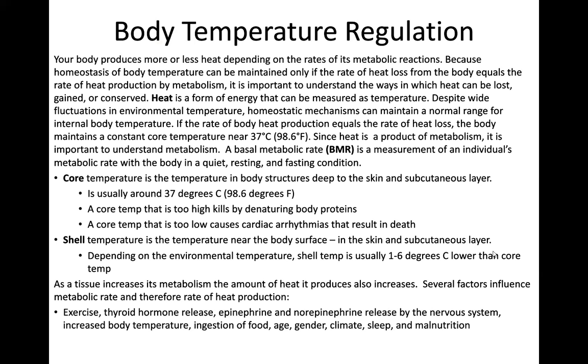In other words, in your skin or subcutaneous layer, which is not always indicative of what your true internal core temperature is, which is the temperature in your body structures deep to our skin and subcutaneous layer. That's the temperature that's usually around 37 degrees Celsius. And if that core temperature is too high, it will kill our cells, or it will kill you, because it denatures your body's proteins. Proteins start unwinding, and then they start losing function. Whereas if you have a core temperature that's too low, that can cause your heart to have an abnormal rhythm, cardiac arrhythmia, which can trigger death.